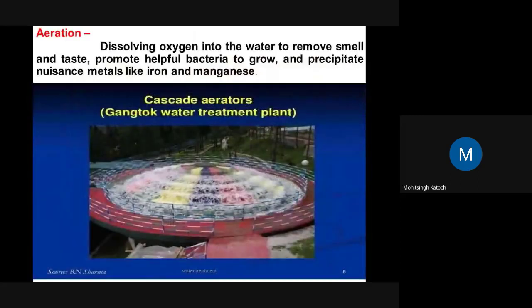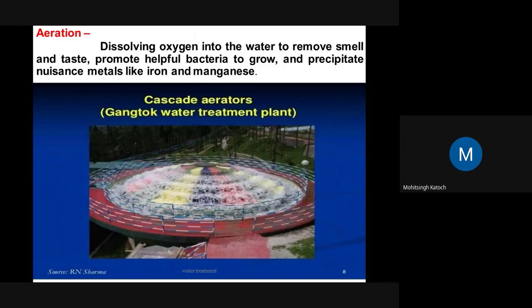After screening, the first process, as I told you, is aeration, dissolving oxygen into the water to remove smell and taste, promote helpful bacteria to grow, and precipitate nuisance metals like iron and manganese. These are the objectives of the aeration process. For this, cascade aerators are used. This is an actual photograph from Gangtok water treatment plant, and you can see the cascade aerator, that is, stepped aerators.